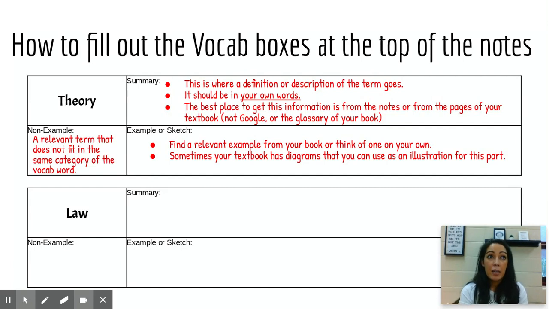And then the non-example. This is the part where students get stuck a little bit. Your non-example should be something relevant that does not fit in the same category as that word. And I'll give you examples of how to fill out these particular words throughout this lesson, just to model it for you for the rest of the year for how we fill these out.